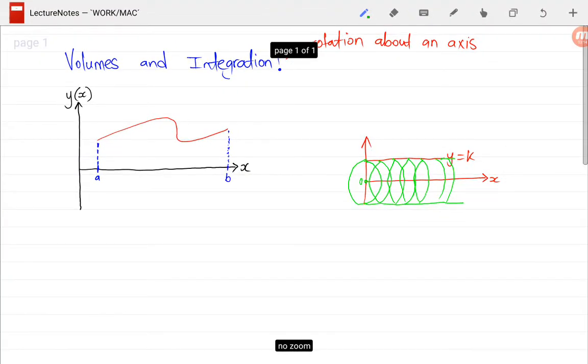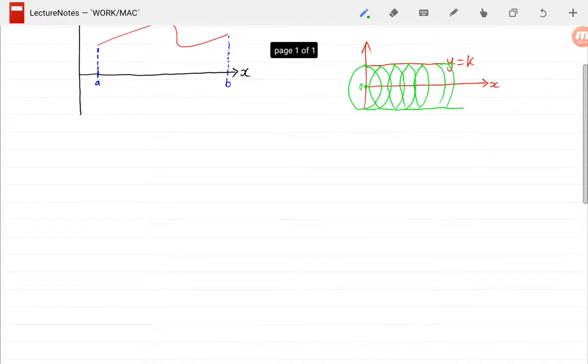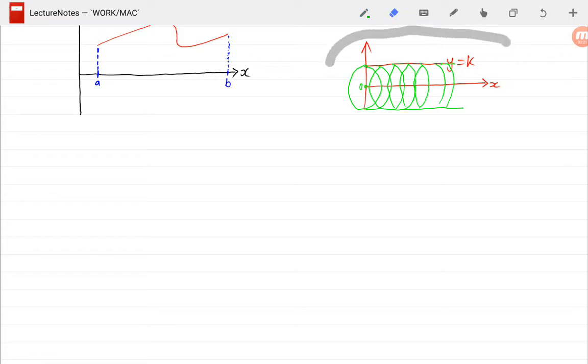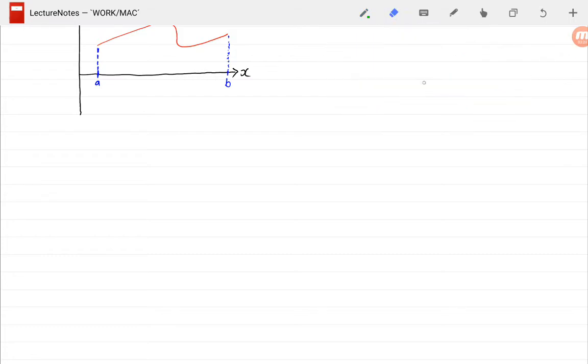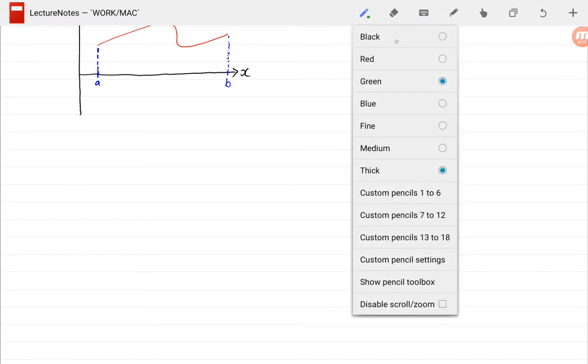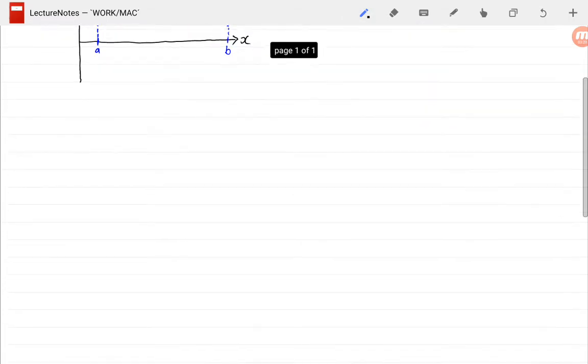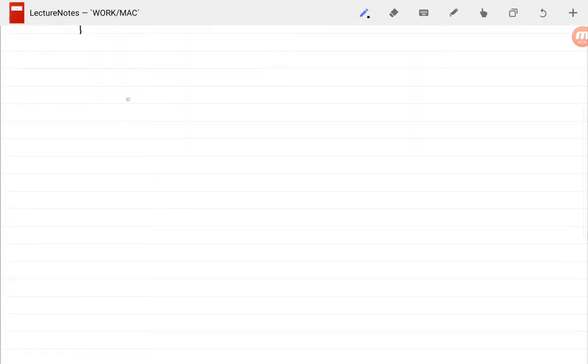Okay, so now let's go back to this. Let's go down a bit, and then we're going to start working with this cylinder. I'm just going to clear this out so that we can start afresh and have something better to work with. I'm going to use the black pen. Okay, so we have a cylinder with us, and I'm just going to draw it here.